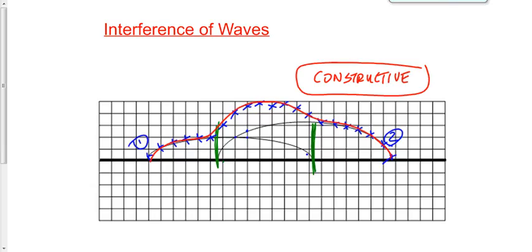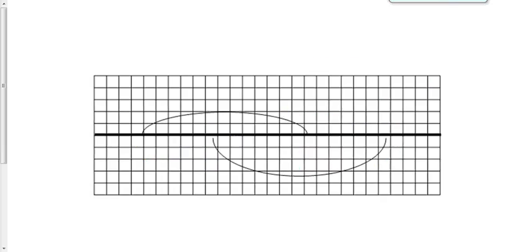It would still be constructive interference because it's still two crests, but it may be more pronounced if the waves are overlapping even more, or it may be less pronounced if the waves are overlapping a little bit less. But at that moment, at that one moment in time, this would be exactly what we would see if we took a snapshot of that. Constructive interference.